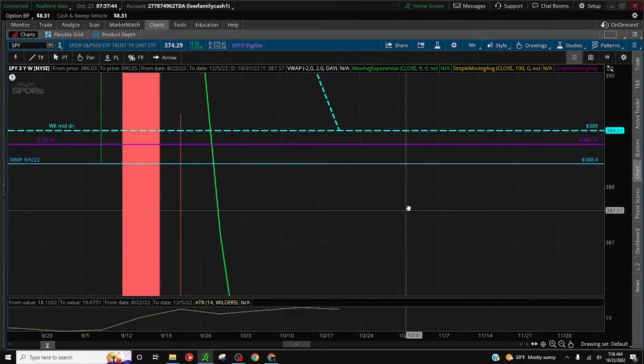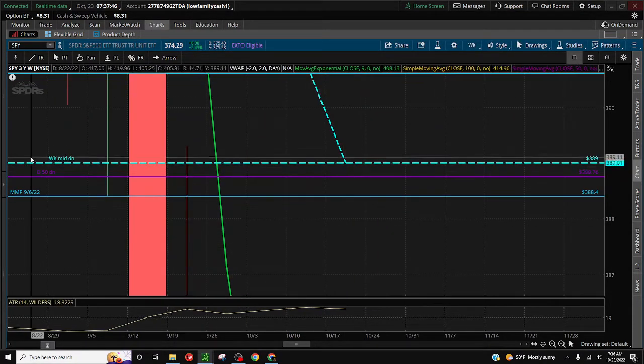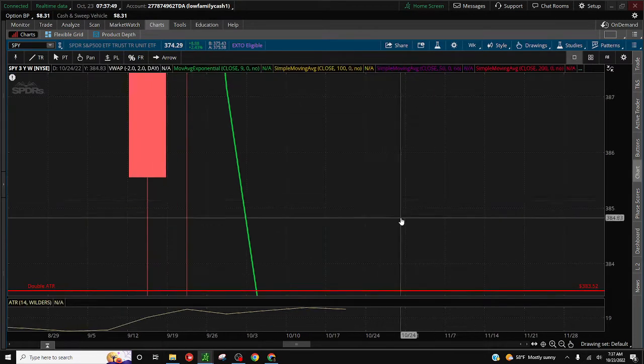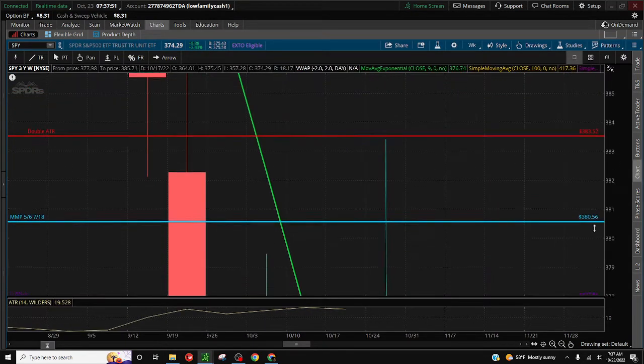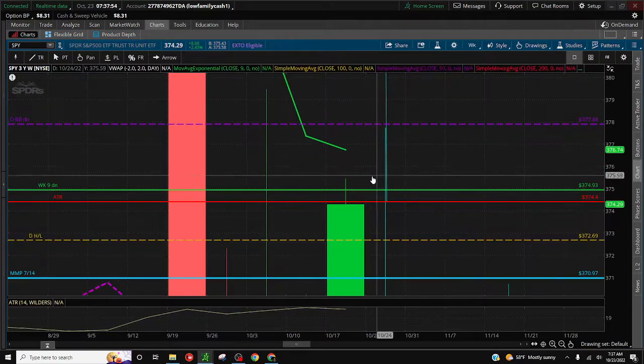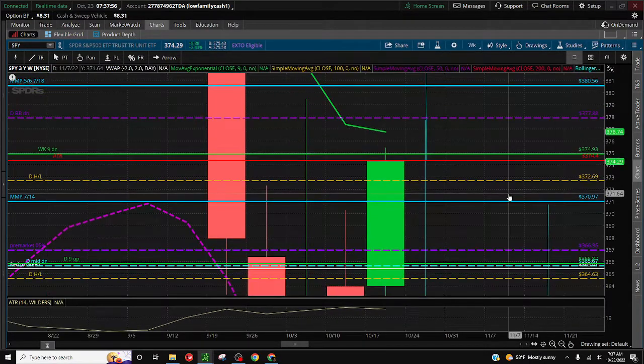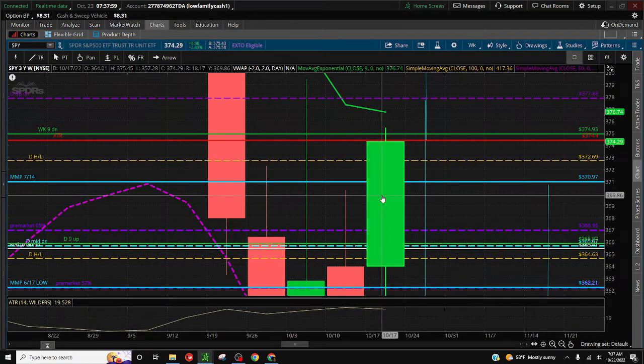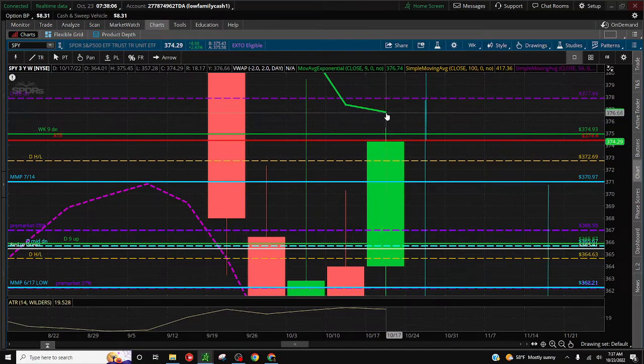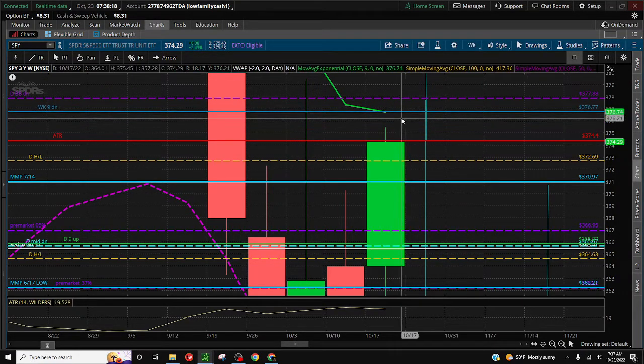the weekly mid-Bollinger Band, right here, that's the mid-Bollinger Band. Before this last day, this weekly 9 was actually touching this, but now it's up. It was down here on Thursday night, but now it moved up because of the big move up on SPY, which was predictable.